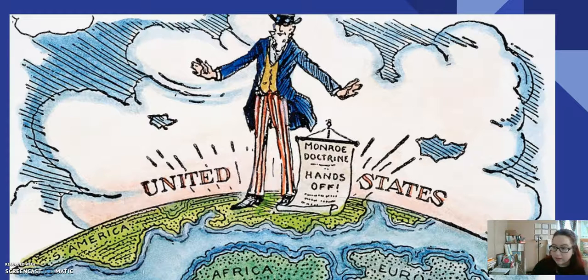And the second key concept here is non-intervention. The United States says very firmly that the U.S. is going to deal with events in the Western Hemisphere. This is our territory. Europe, don't intervene. Europe, stay over there. We got this.